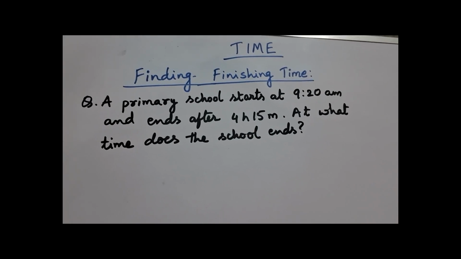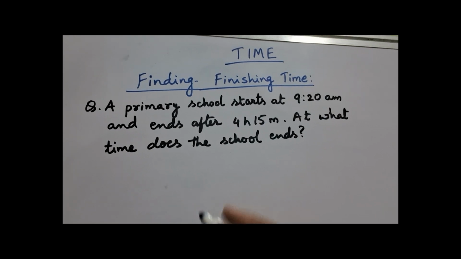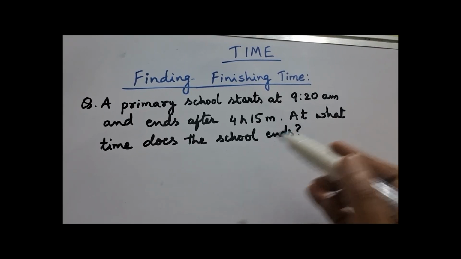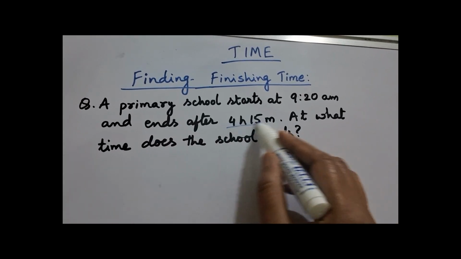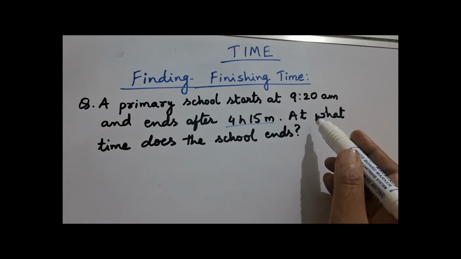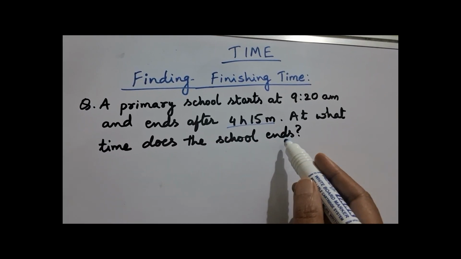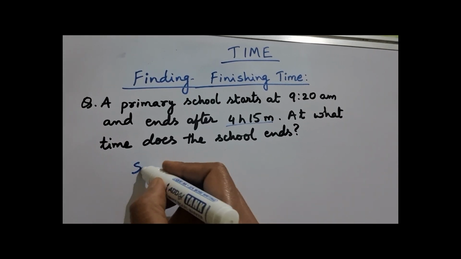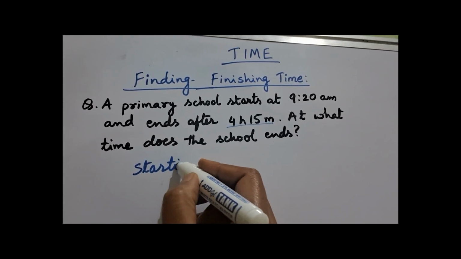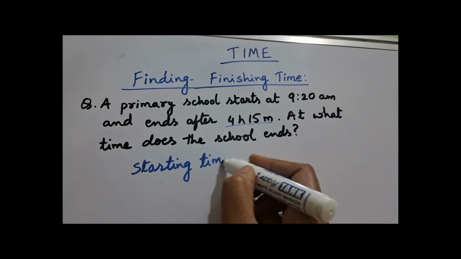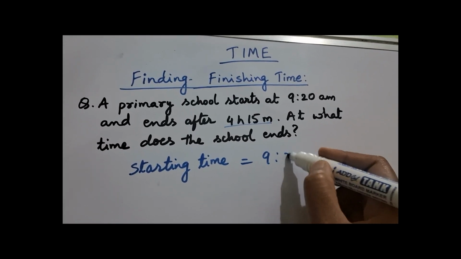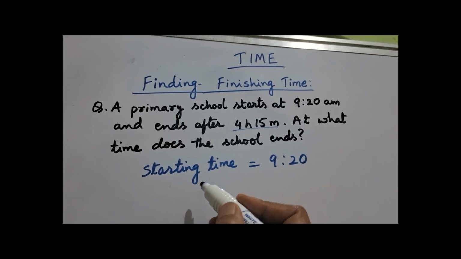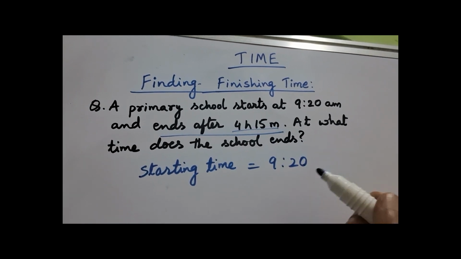Now we will practice some problems related to time, children. A primary school starts at 9:20 a.m. and ends after 4 hours 15 minutes. So we have to find at what time the school ends. Okay, children. So here we can see that the starting time is given, isn't it? So we will note down the starting time. Starting time is equal to 9:20. Okay.